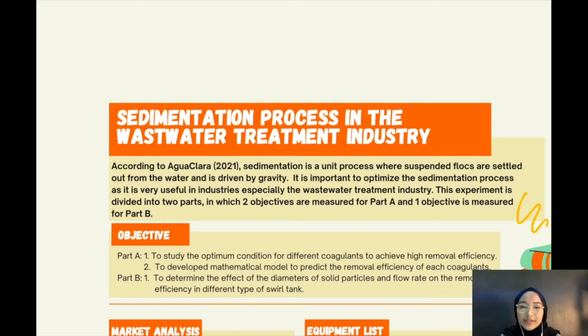This experiment is divided into two parts. In part A, we want to study the optimum condition for different coagulants to achieve high removal efficiency, and we want to develop a mathematical model to predict the removal efficiency of each coagulant. In part B, we want to determine the effect of the diameters of solid particles and flow rate on the removal efficiency in different types of swirl tank.